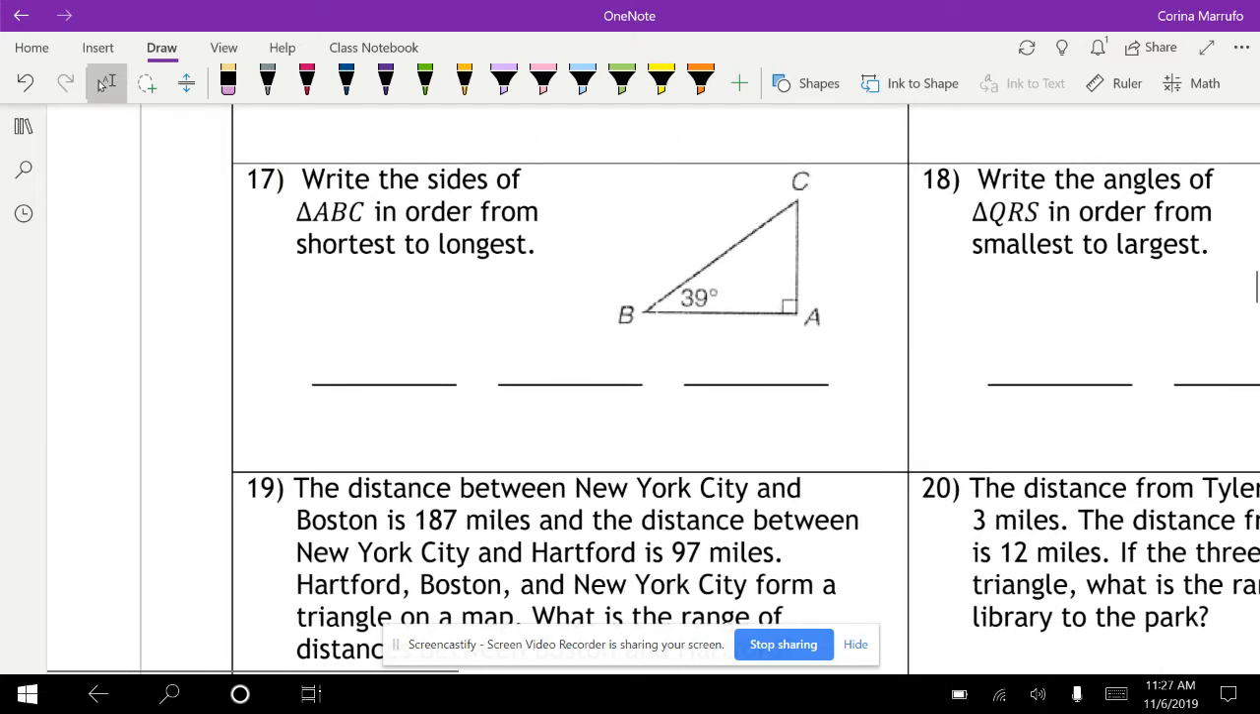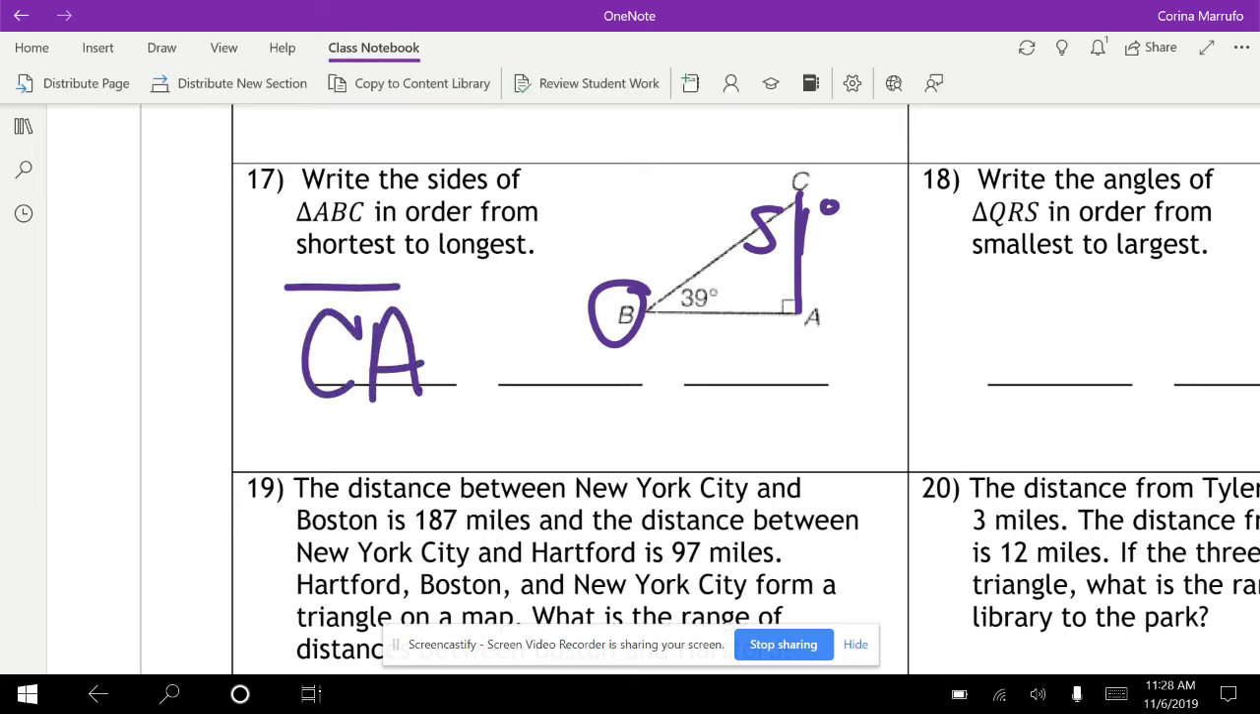All right, number 17 wants us to write the sides of ABC in order from shortest to longest. So before we do, we have to find angle C. So we do 180 minus the 90 minus the 39, and that is going to give us 41, I hope, or 51. 39 plus 49. 39 plus 41. No, it's going to be 51. Sorry. 51. So we're going to go from smallest to biggest. So the smallest is angle B. So directly across angle B is CA.